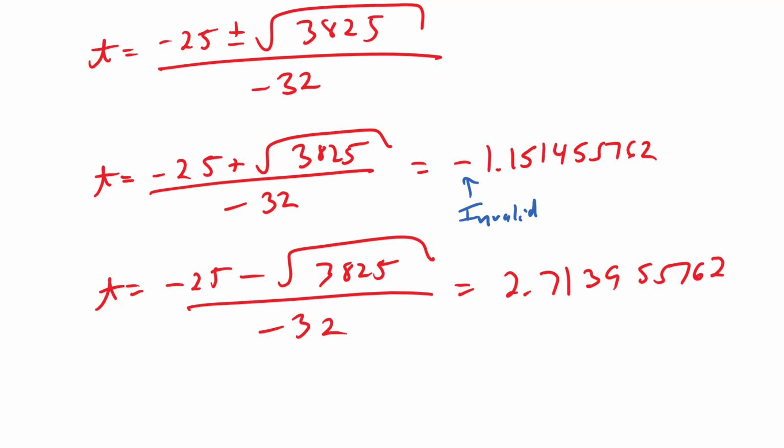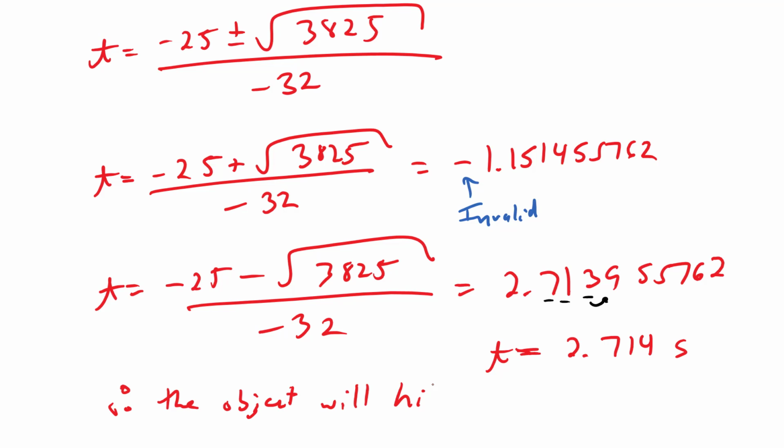The question says round off to the nearest thousandth: tenths, hundredths, thousandths. So this gives me t is equal to 2.714. Units are seconds. Therefore, the object will hit the ground after 2.714 seconds. We used our quadratic formula to solve this.